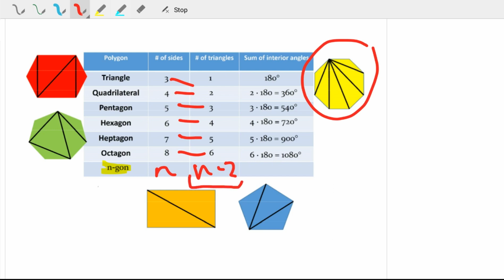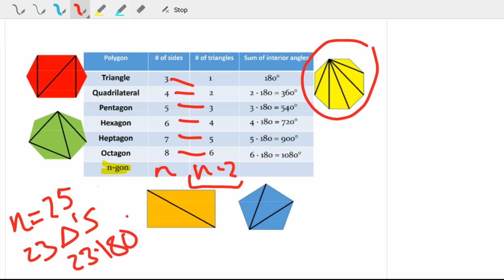We can figure out, right? If I tell you n is equal to 25, so for instance, a polygon that has 25 sides, you know you're going to be able to form 23 triangles based off of the pattern. And so what that means is to figure out the sum of interior angles, we would do 23 times 180 degrees, because you're adding 180 23 times. And so then our equation becomes (n minus 2) times 180 degrees.